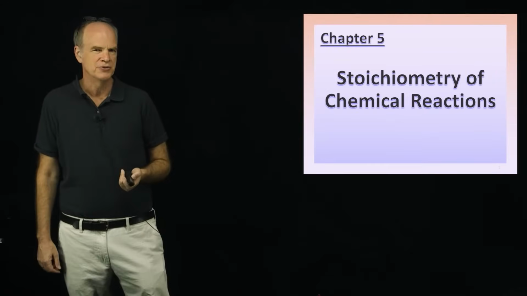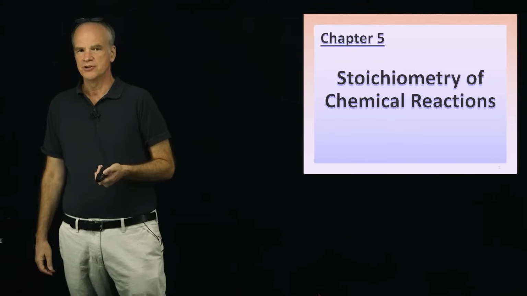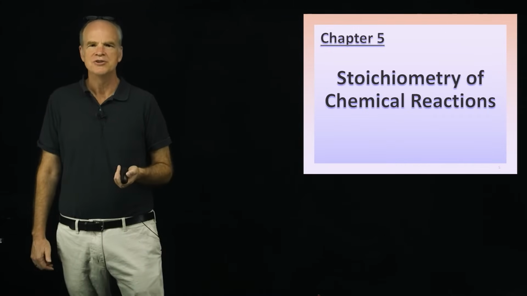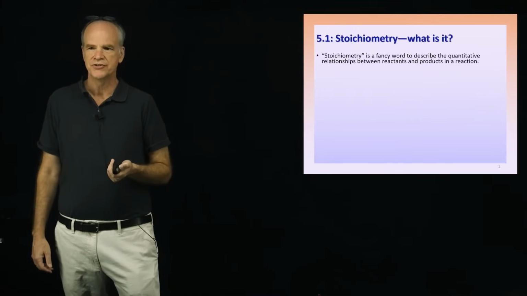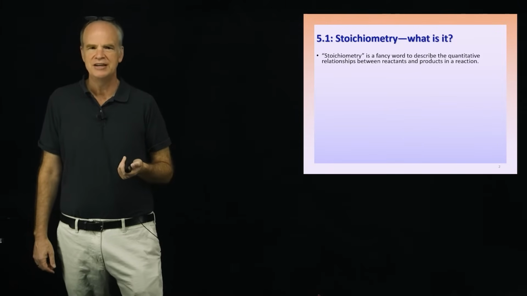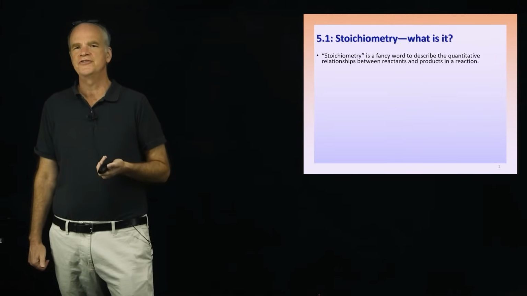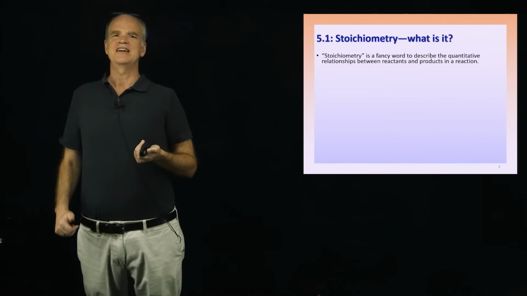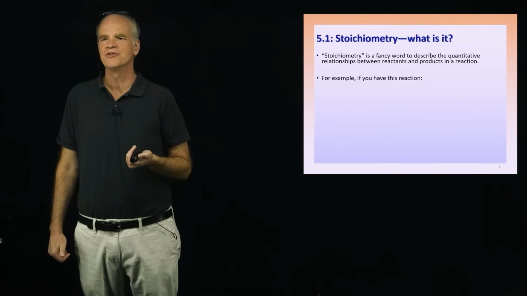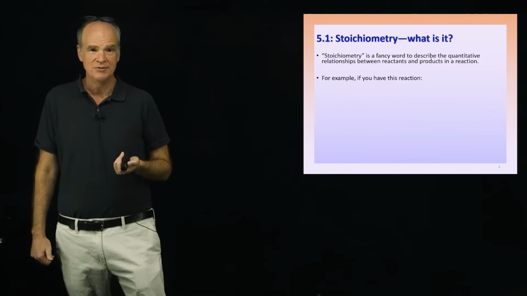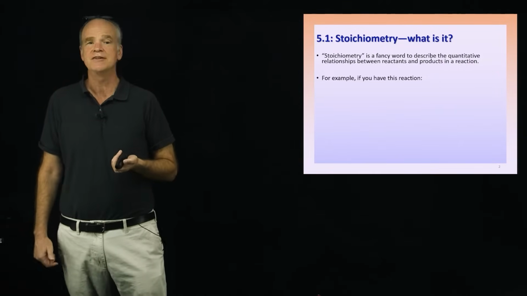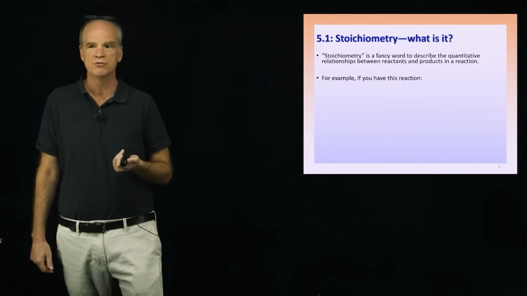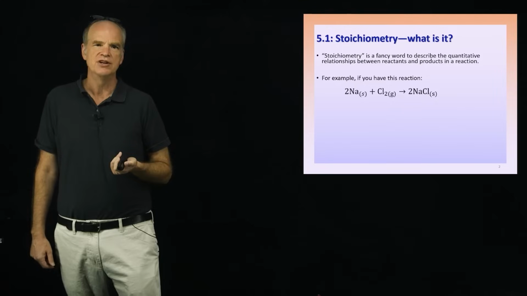Hey, welcome back to chemistry, and we're moving into a new chapter, chapter 5, which covers something called the stoichiometry of chemical reactions. So that is a word, and what does it mean? It doesn't mean really that much of anything truly exciting. All it really refers to is a description of the quantitative relationships between reactants and products in a chemical equation. So let me just give you an example here.